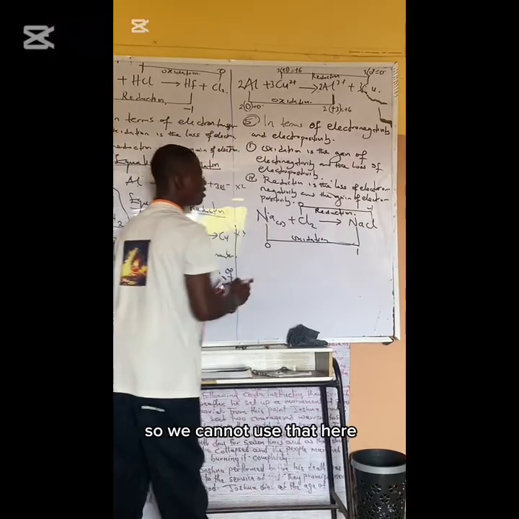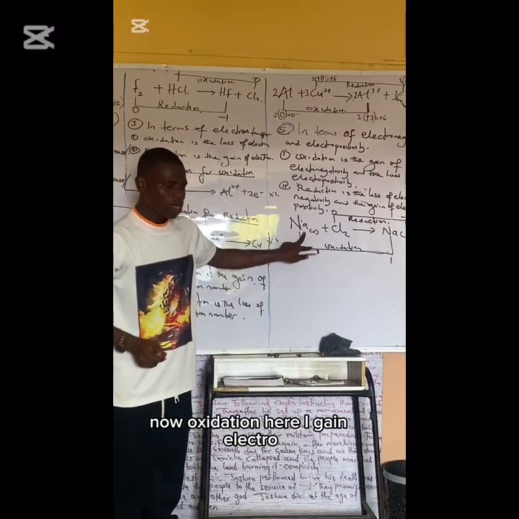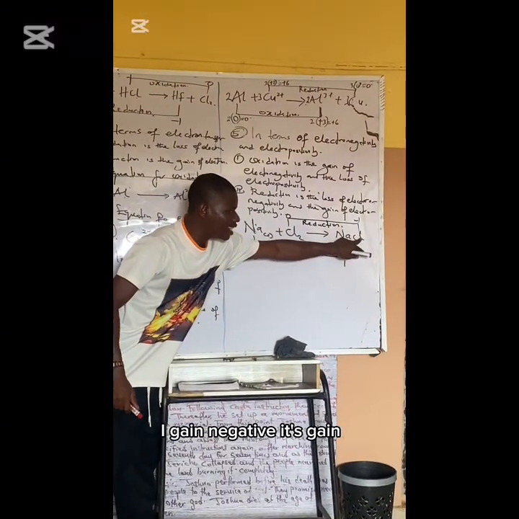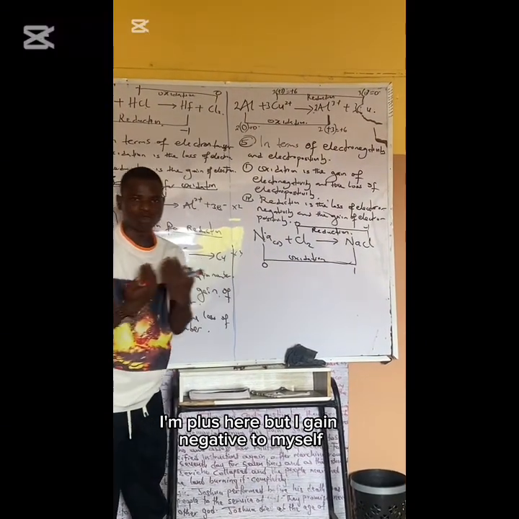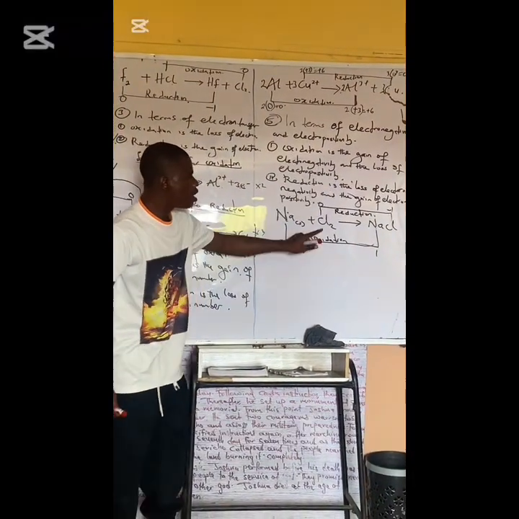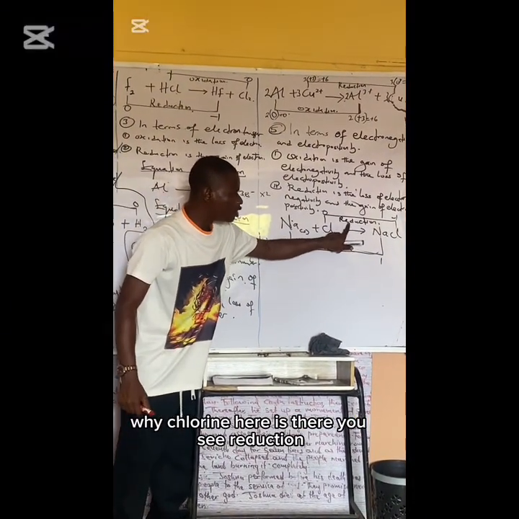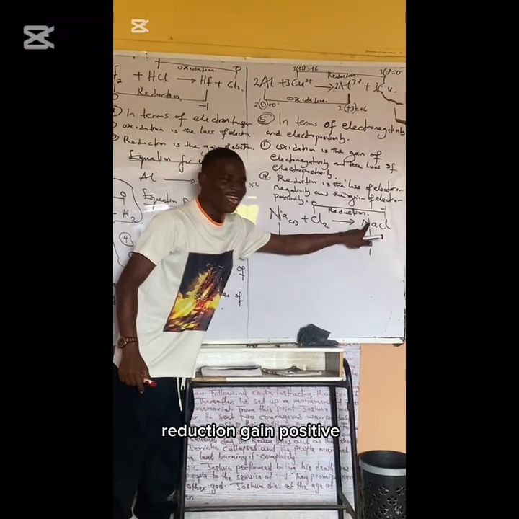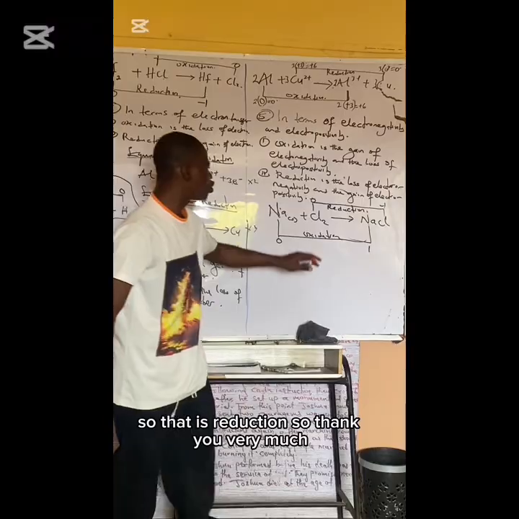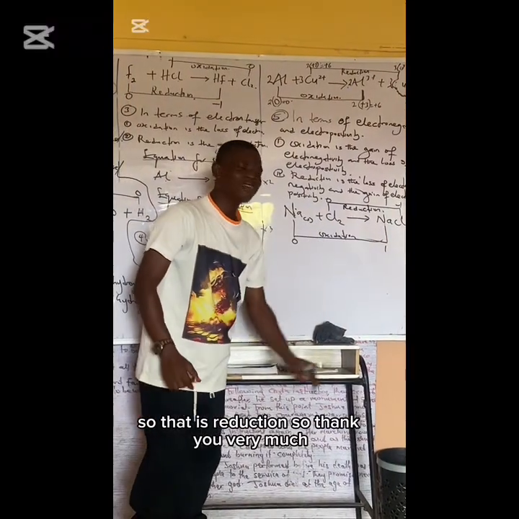So we can now use that here. Oxidation here: I'm positive here, but I gain negative to myself. That means oxidation is the gain of electronegativity. While chlorine here, you see reduction. Reduction: I was negative, and then I gain positive. So that is reduction.